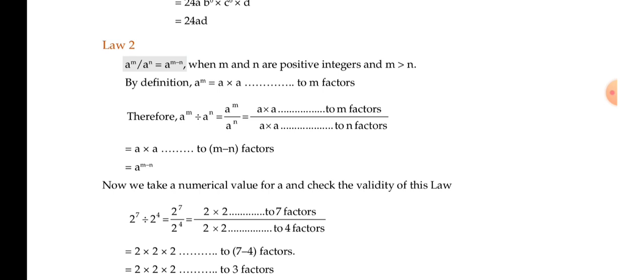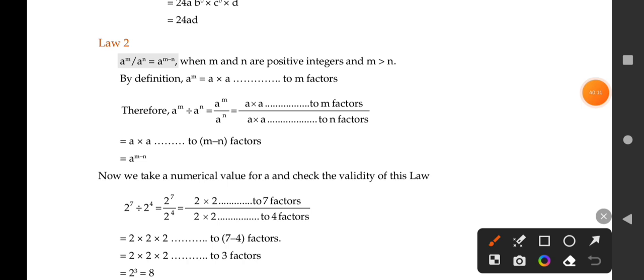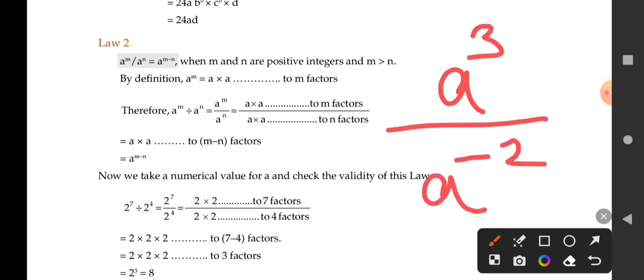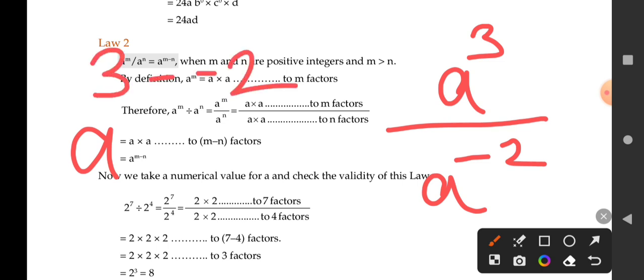What if m is a positive integer and n is negative now? Example, a power 3 divided by a power minus 2. What do we get? A power 3 minus minus 2. Multiplication of two negatives is positive. Multiplication of two positives is positive, and multiplication of one positive, one negative is negative. So what do you get? A power 3 plus 2, which is 5. A power 5, which is still true.